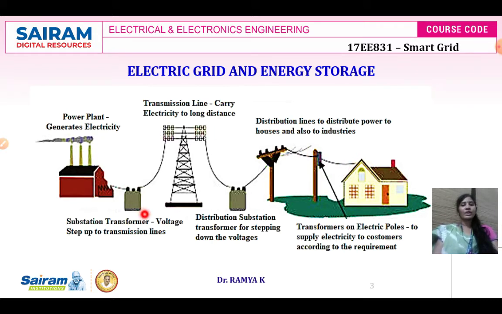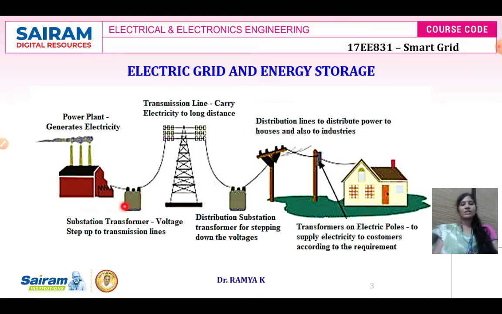In between there should be substations, like a transmitting end substation and a distributing end substation. The substation is required just to step up and step down the voltage. Here we have a transmitting substation where power from the power plant is carried forward to a transmission line. Before that, we use a substation transformer, which steps up the voltage.